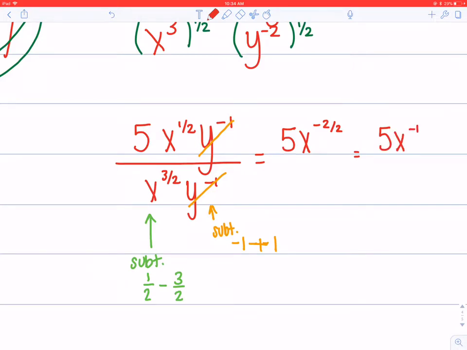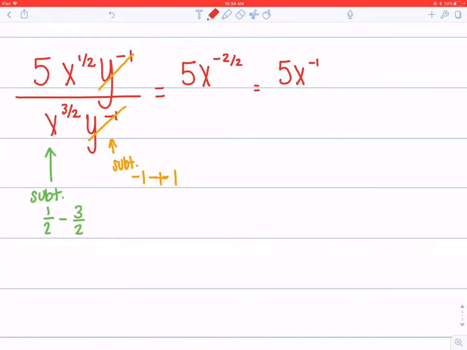to the negative 1. Now, I can't leave negative exponents, so I'm going to take this whole thing, cross the line, change the sign. So I'm going to take it from the top, move it to the bottom. So I have 5 over x to the positive 1, which is just 5 over x. So your final answer is 5 over x.